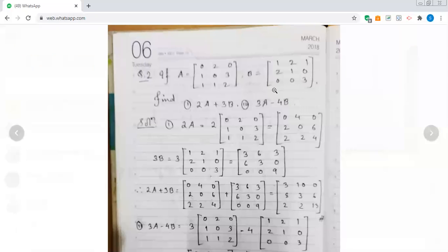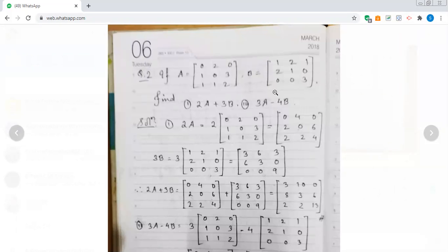So you can see here, what is given to you? Two matrices are given. If A equals this matrix, B equals this matrix. Now tell me, what are the orders of the matrices A and B? मतलब A में कितना रो कितना कॉलम है? 3 by 3. Similarly, B is also a matrix of order 3 by 3.